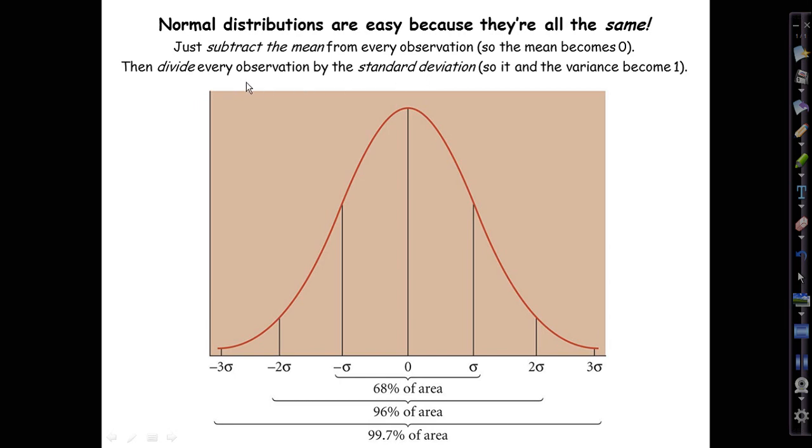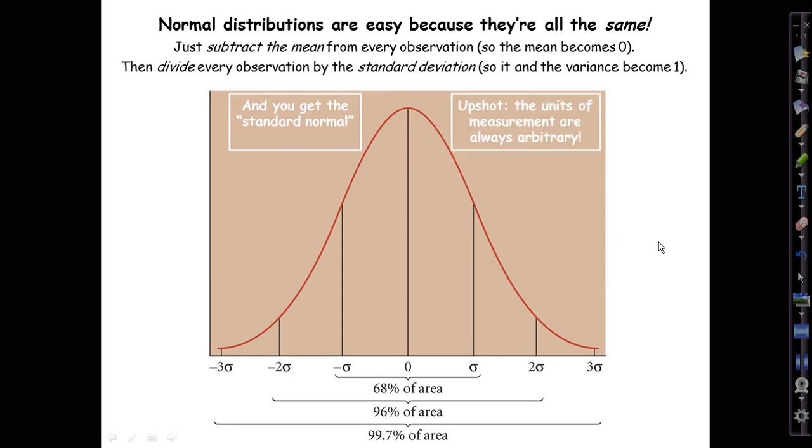And then if we divide every observation by the standard deviation, the standard deviation and the variance will become equal to 1. And when transformed in this simple way, all normal distributions are the same, and they have these lovely properties, like 68% of the area roughly is within plus or minus 1 standard deviation of the mean, 96% of the area is within plus or minus 2 standard deviations of the mean, and so on. That's the standard normal distribution.